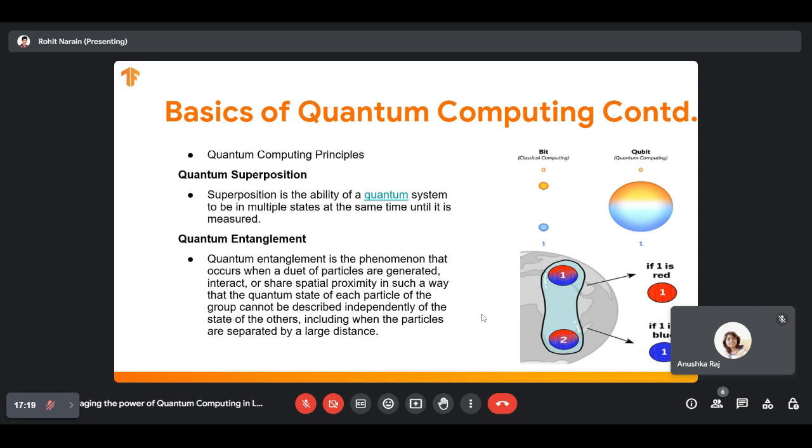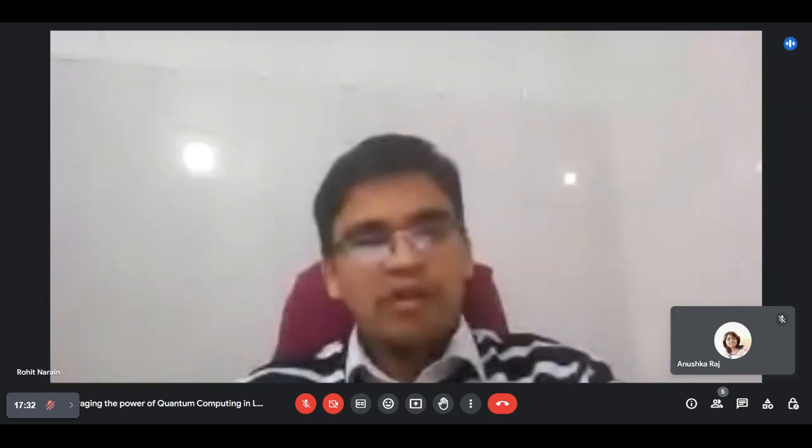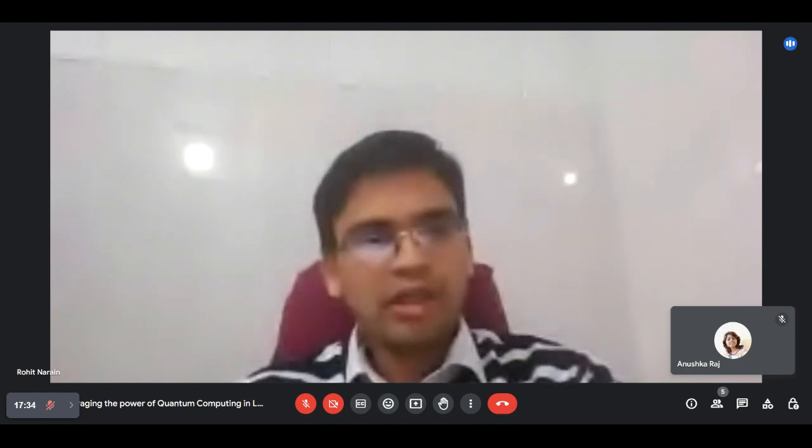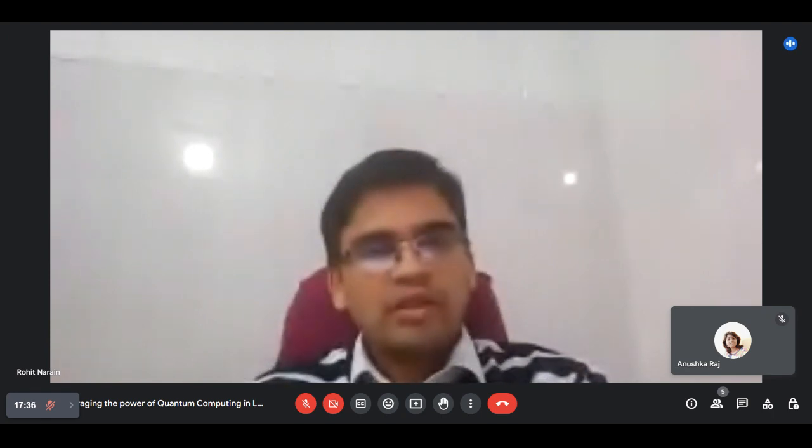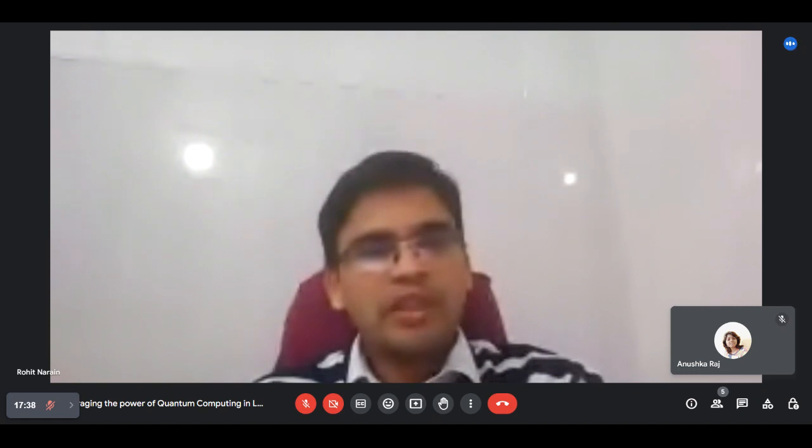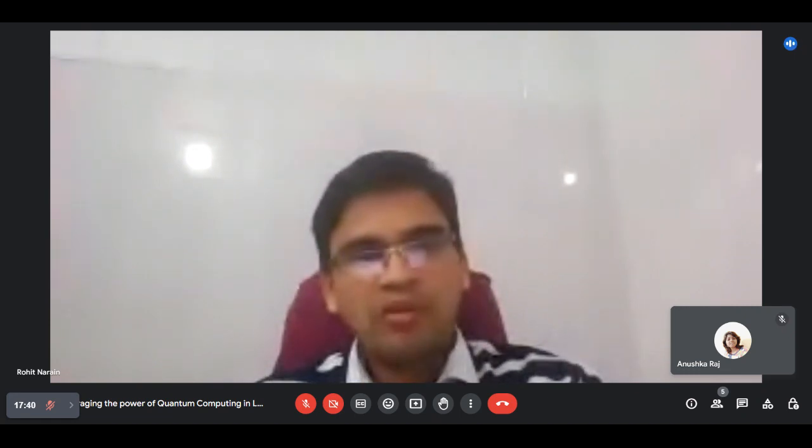So for example, here in this example, it is represented as a red color. At the second point, the same atom is represented as a blue color, which is the opposite of that. So this is all about quantum entanglement and quantum superposition. So if anyone asks you how a quantum computer works, a quantum computer normally works on these two principles: quantum superposition and quantum entanglement, right?